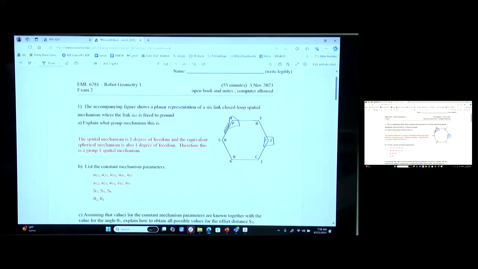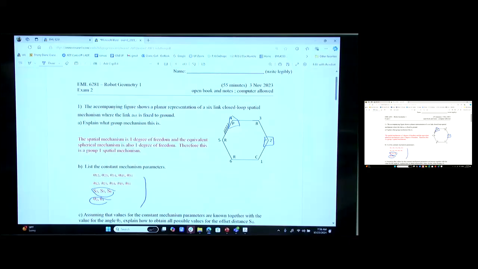You've got to make sure you know why we call them group 1. They're always going to be 1 degree of freedom, 3D spatial. It just happens that its equivalent spherical is also 1 degree. Oh, list the constant mechanism parameters. What are the things that never change over here? Those two thetas, those offsets.